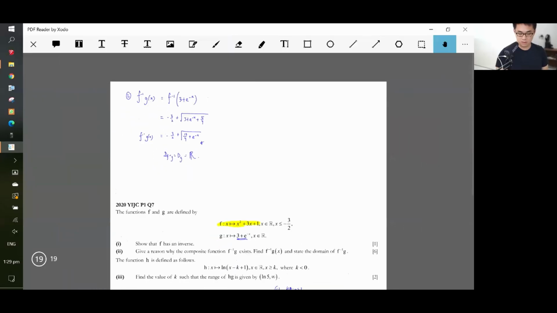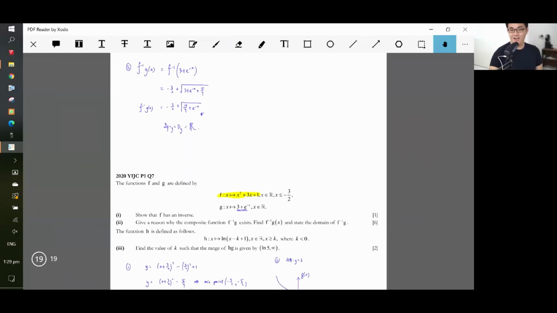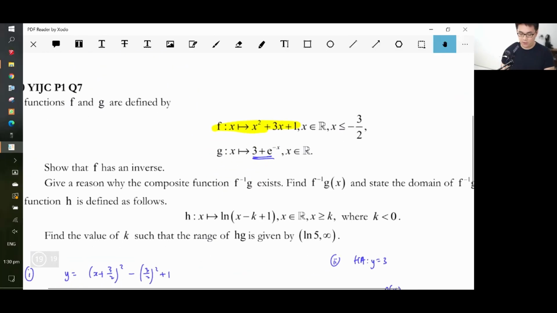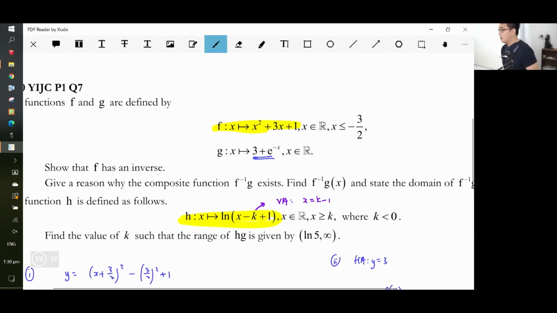Part 3, I don't know, it's a bit of stuff. That's why sketching the graph is important. First of all, you try and understand what's going on here. I will sketch this graph, definitely. So what is the vertical asymptote here? ln has got a vertical asymptote. This vertical asymptote here is x equals k minus 1. Any issue there? No. So k minus 1.